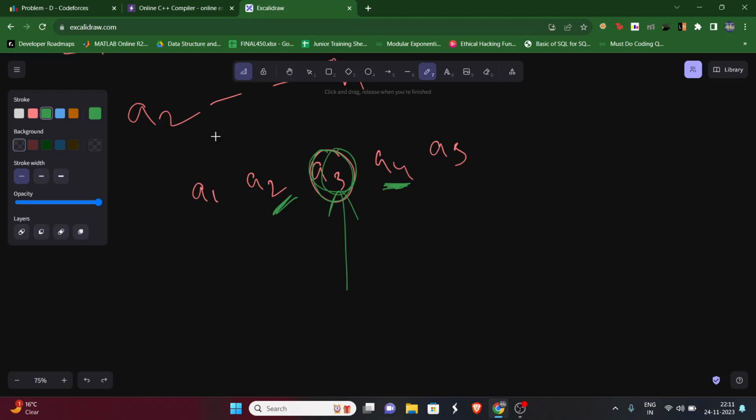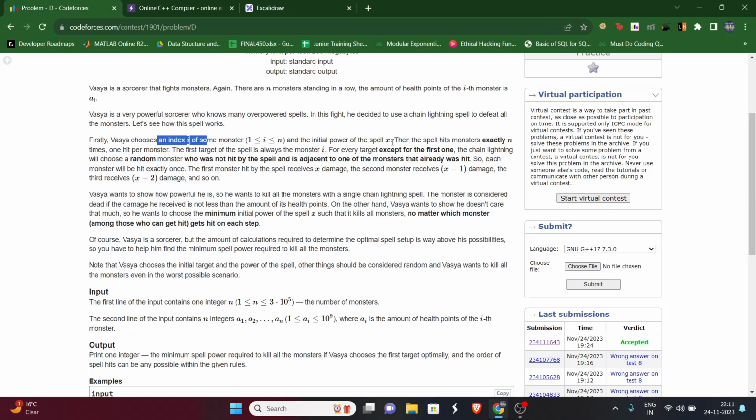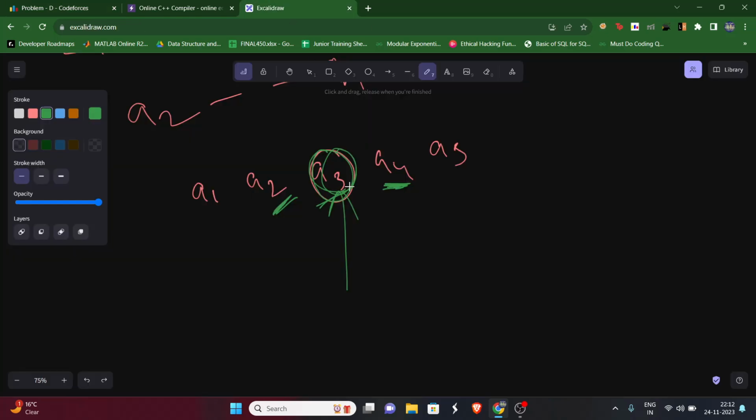So what I am trying to say is, if you read the question carefully, it says that the next monster you can hit will be a monster that has not been hit earlier, and it should be adjacent to one of the monsters that was already hit. So see here, if Vasya has hit a3, then in the next turn he can either hit a2 or hit a4. So let's say he hit a2.